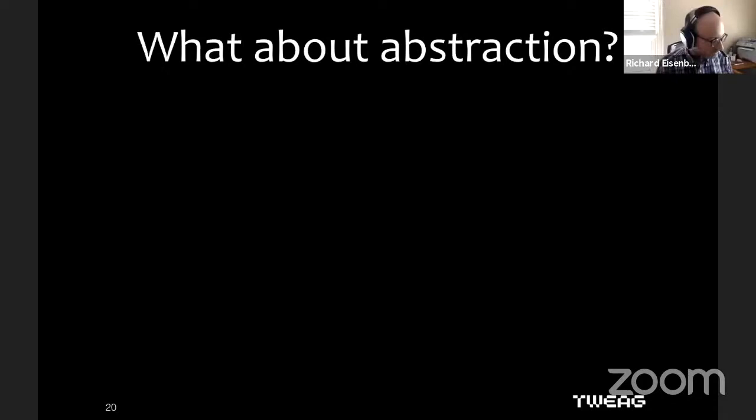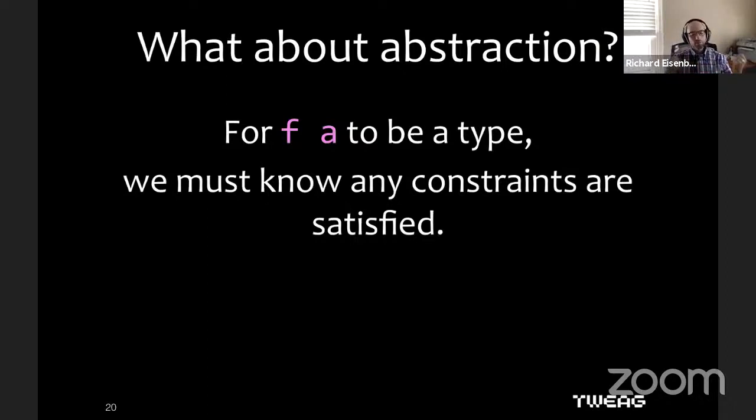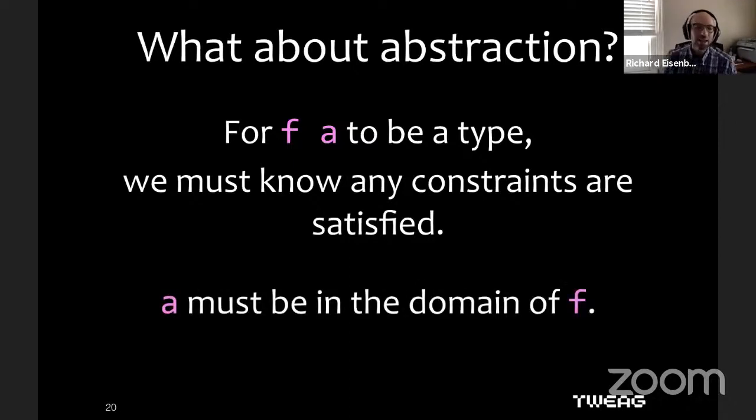Okay, I'll carry on. So what about abstraction? So in this world where we have partial types, I've said sometimes BST A makes sense, sometimes it doesn't make sense. But if I want to abstract over BST to some arbitrary functor f, say, then for F A to be a type, we might have constraints. Maybe F A makes sense, maybe F A doesn't make sense. So we need to know that A is in the domain of F, right? The idea of these partial type constructors is that some things will work and some things won't.